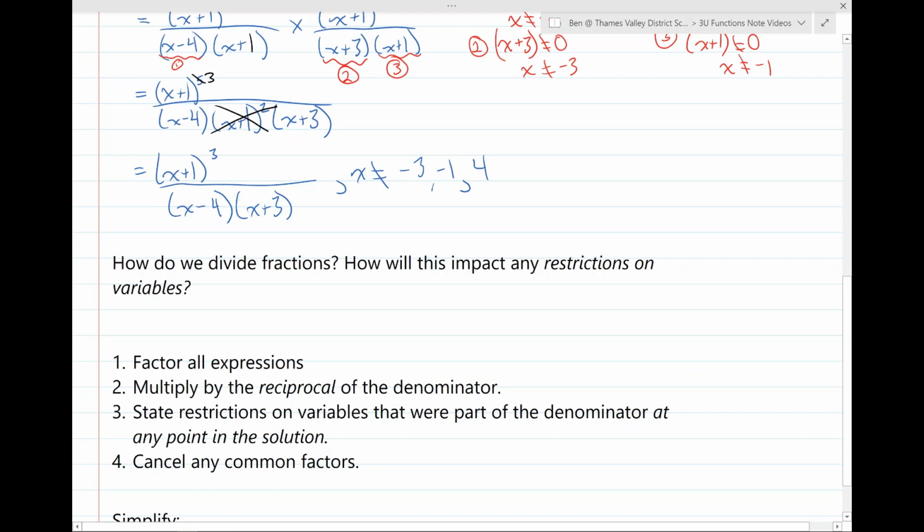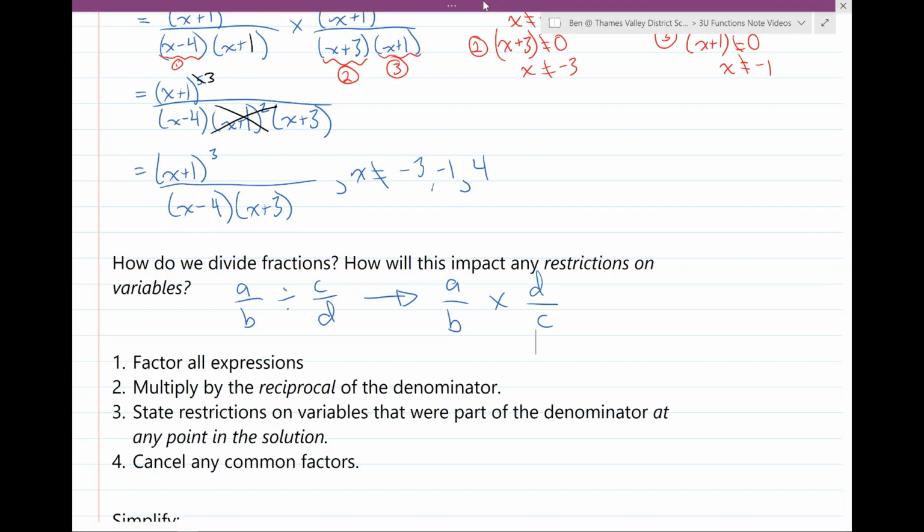Now, how do we divide fractions? How is this going to impact our restrictions on variables? If we're dividing fractions, then I have, say, a fraction a over b divided by c over d. Well, when I'm dividing that, what I do, if I remember from elementary school, I leave a over b the same, and I multiply it by the reciprocal of c over d. The reciprocal of c over d is d over c.